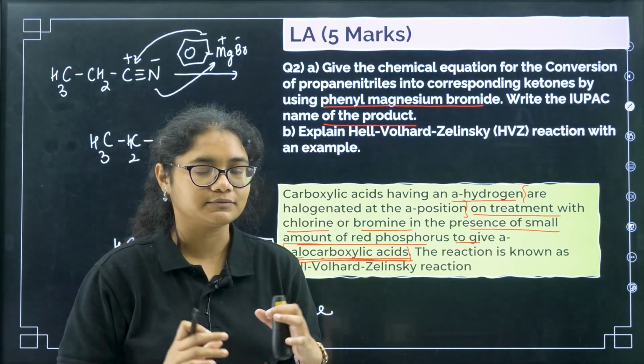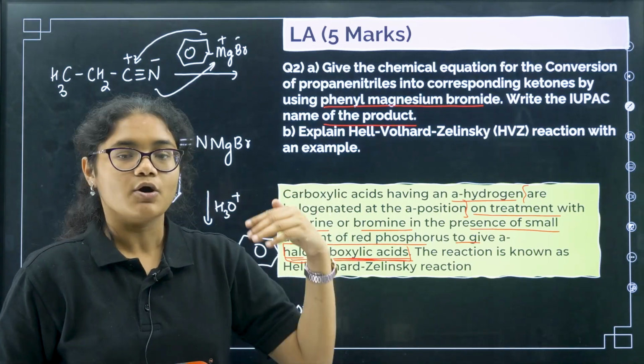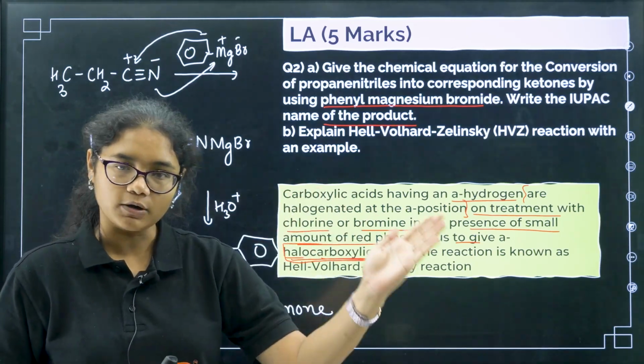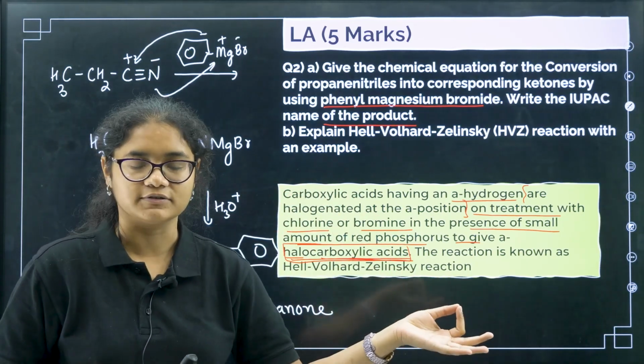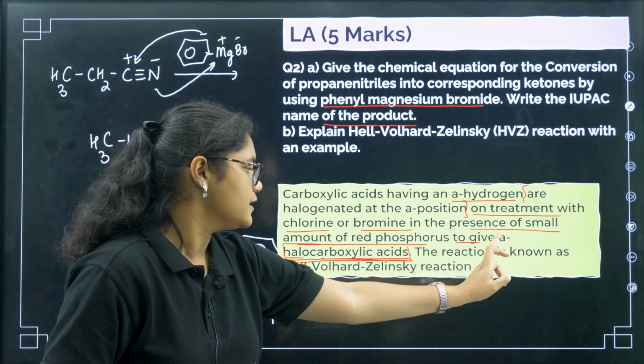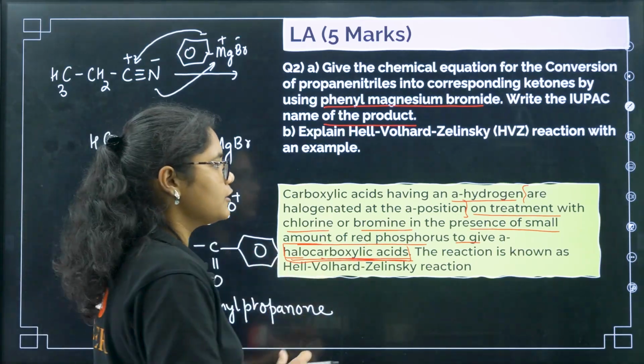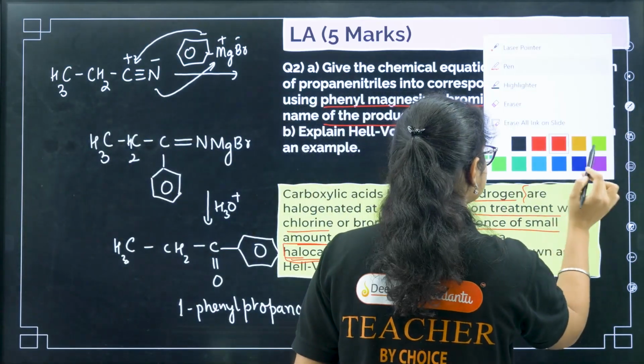Now let us remember this one. Carboxylic acids having alpha hydrogen on reacting with chlorine or bromine in presence of red phosphorus give alpha halocarboxylic acid, right? This is HVZ reaction. Now you need to write the reaction also.